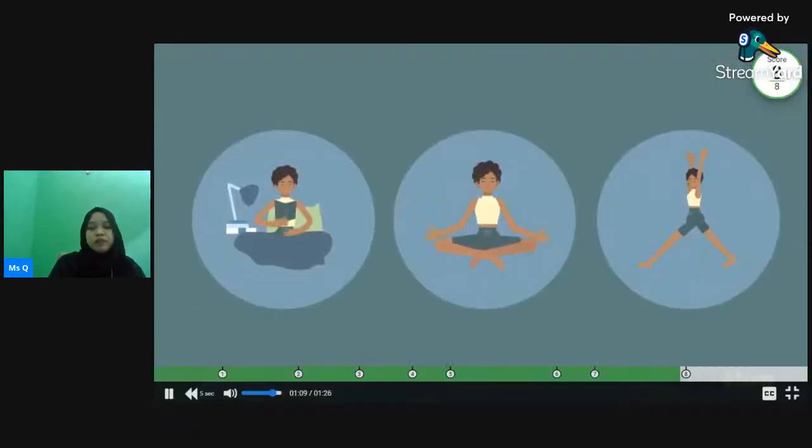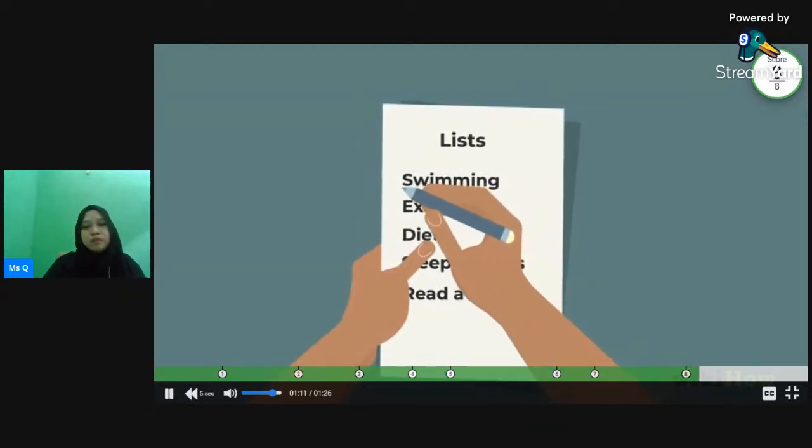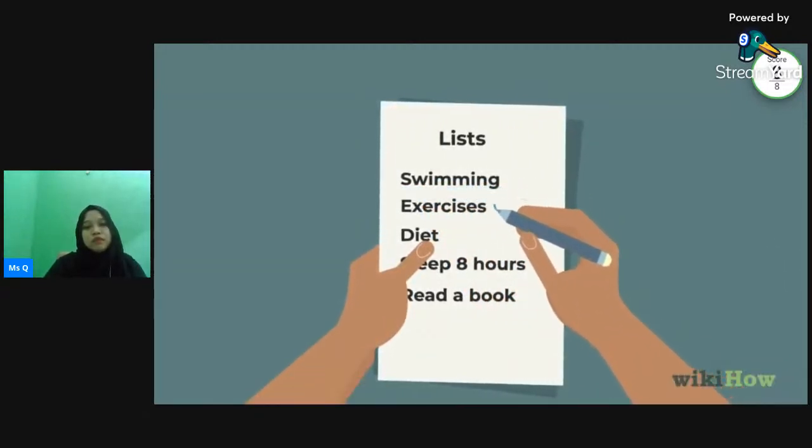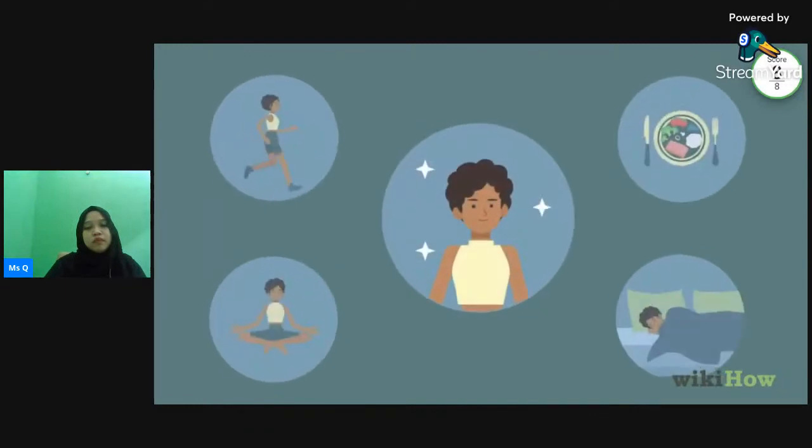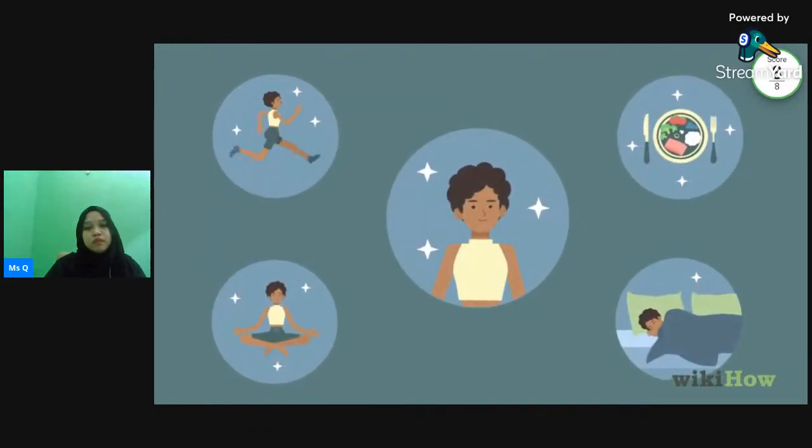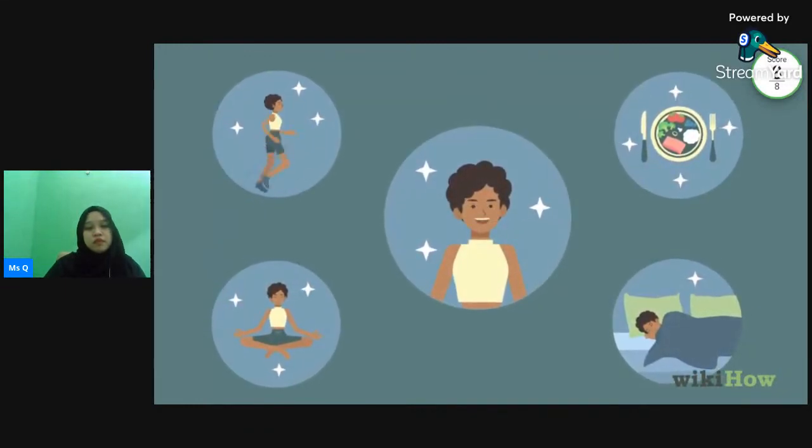Very good. Okay. Yoga. Finally, don't feel like you have to change everything at once. Becoming healthier is a process, and even small steps at first can make a difference.